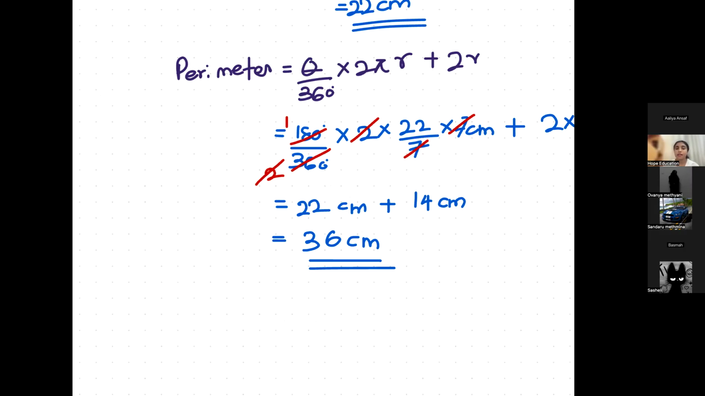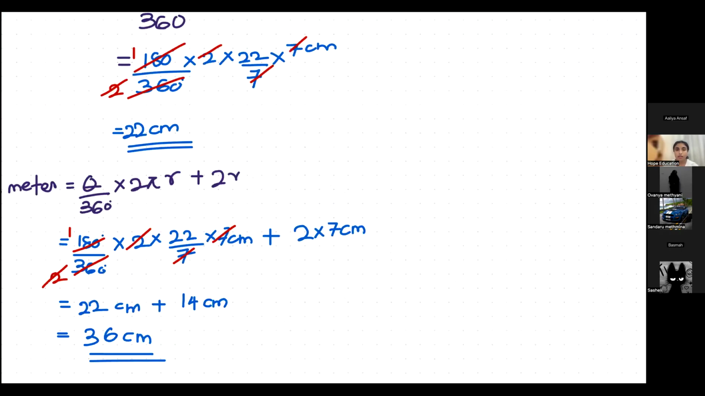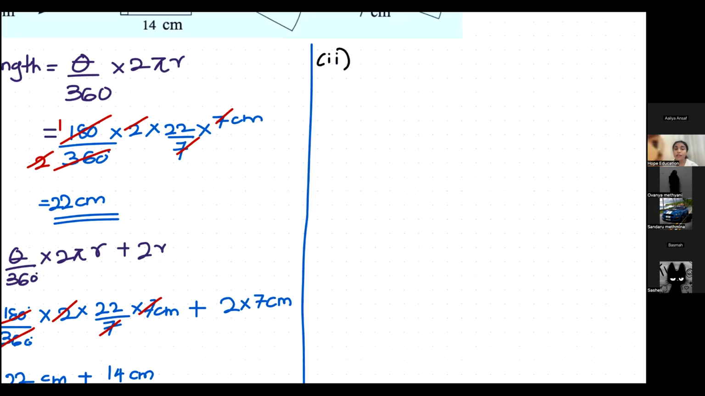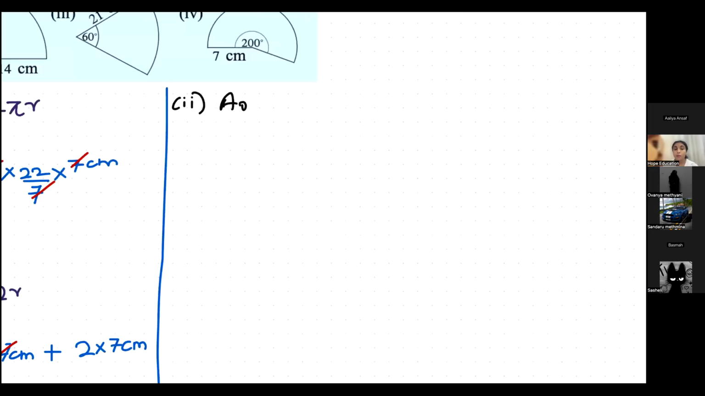Second එකත් මම ඒ වගේම දෙකම කරලා පෙන්නන්නම්. මොකද සමහර අය arc length, සමහර අය perimeter හොයලා තියෙනවානේ. So second එකත් මම දෙකම පෙන්නනවා. Okay. Second Roman number. We know how to find the arc length. අපි formula එක මුලින් ලියලෙමු. Arc length කියන්නේ theta over 360 multiplied by 2 pi r.